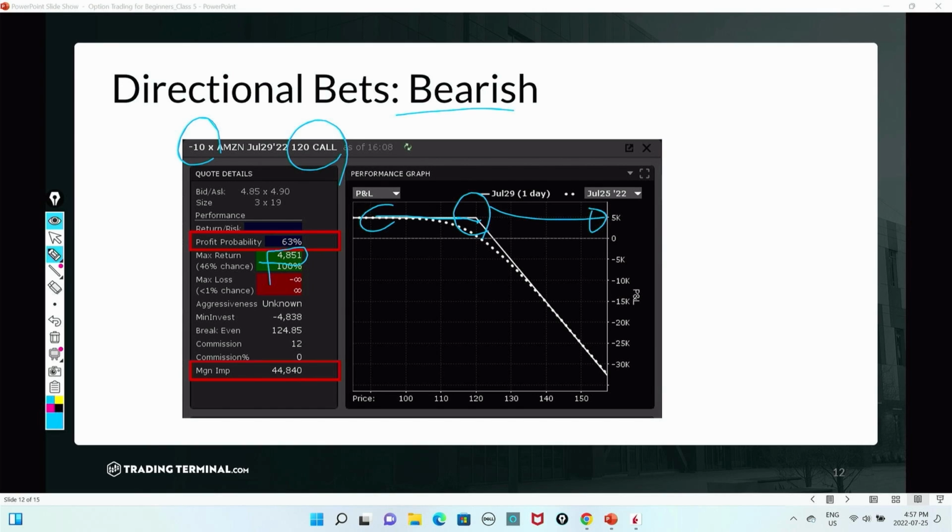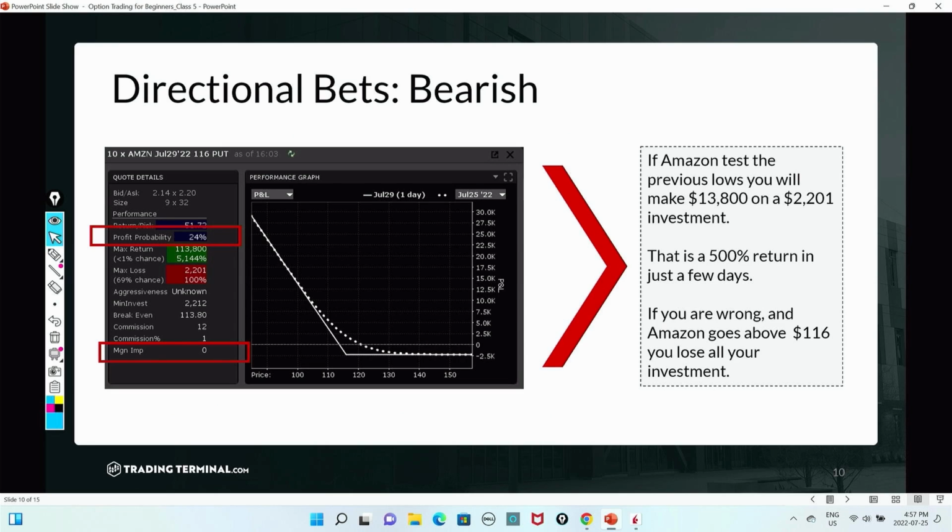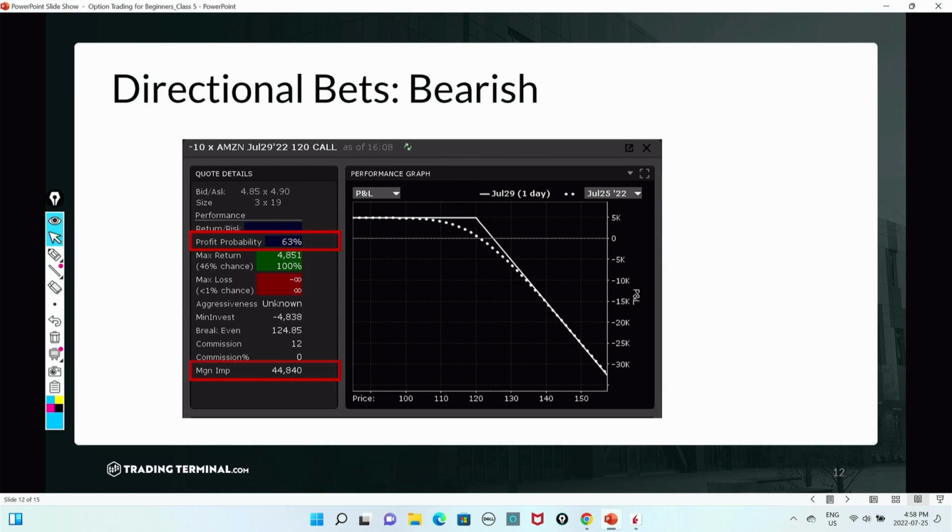Again, pay attention to profit probability. Because you're selling premium, this is a higher probability transaction. But there is an unlimited amount of money that you could lose if you're wrong on your thesis. Take a look at margin impact and compare it with buying puts versus selling calls. So if we go here, as you can see, margin impact over here is 0, and in this scenario, we're just buying puts. But now compare it with selling calls. And you can see the margin impact is 44,000.